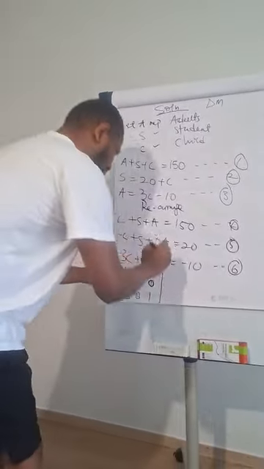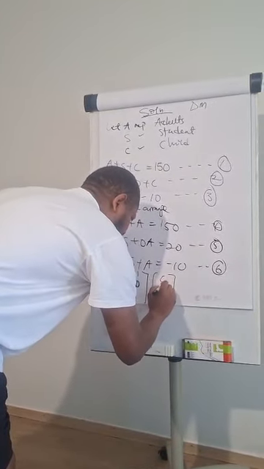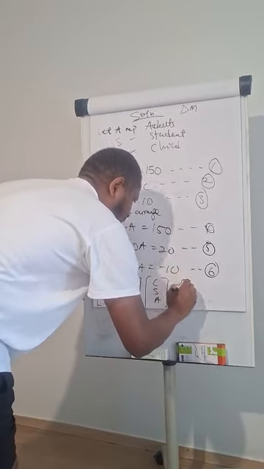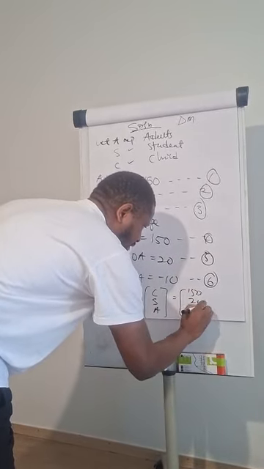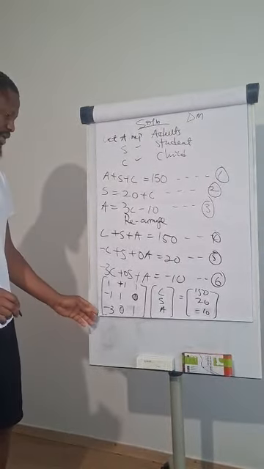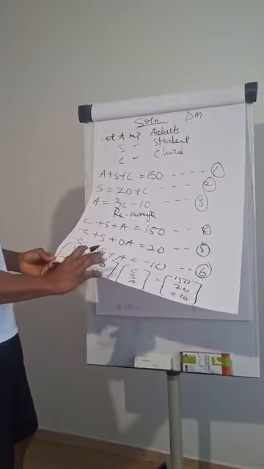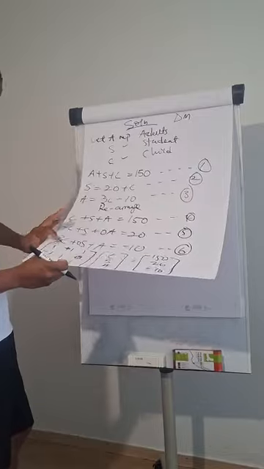Then the next one is you bring out the variables we are looking for: child, student, and adult. Equal to, lastly, you bring out the constant: 150, 20, and minus 10. These are the constants. So now we've arranged it in matrix form. Then, now that we've arranged it in matrix form, we'll start solving. Let me bring out this one. This is what we are going to be using to solve. So 1, 1, 1.